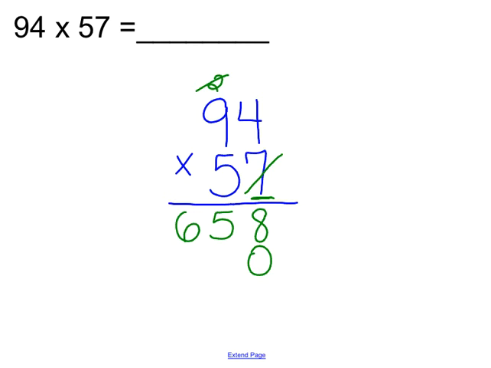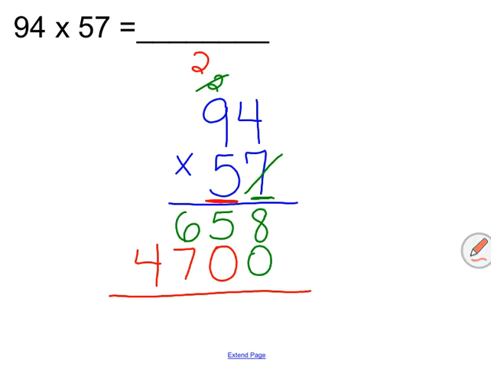So I am now looking at the digit that's in the tens place. And the digit I'm looking at is the 5. So I will be doing 5 times 4, which is 20. Put the 0, regroup the 2. 5 times 9 is 45, plus 2 is 47. 4.